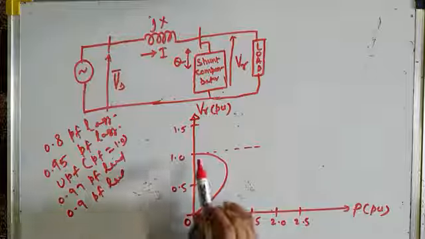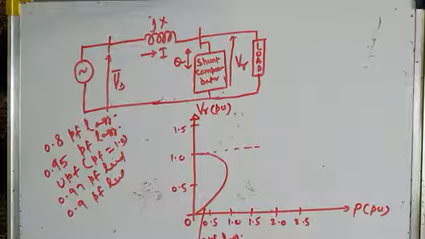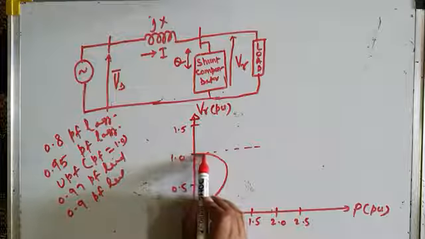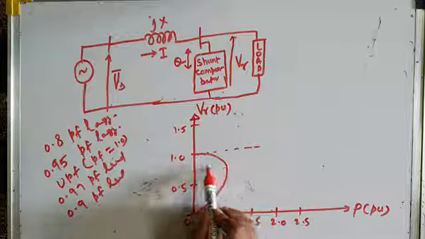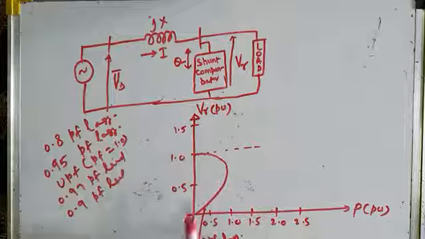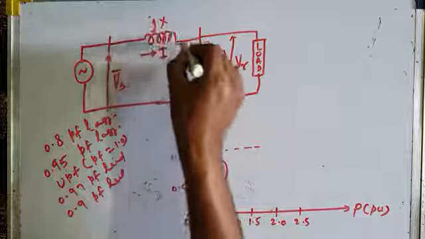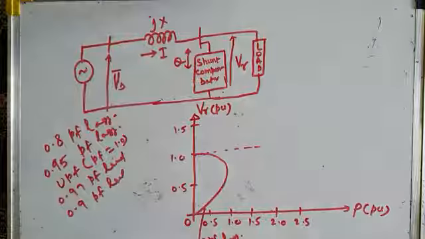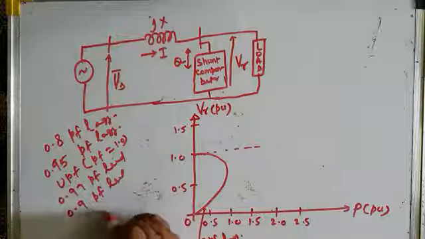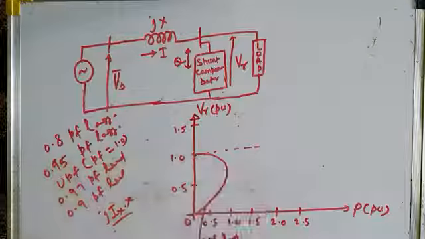Now we can see, if you compare this graph with the graph for 0.8 power factor lagging without compensation, there the nose point was somewhere here. Here the nose point is shifted towards the right, because this compensator will compensate the reactive power demand of the load, so that the reactive power flowing over the transmission line decreases, so that the I_X into X drop decreases and receiving end voltage improves.